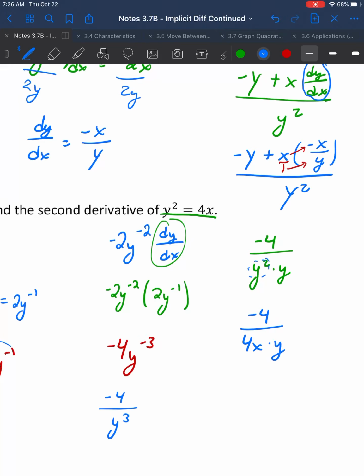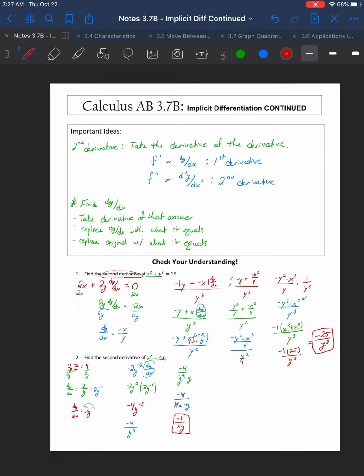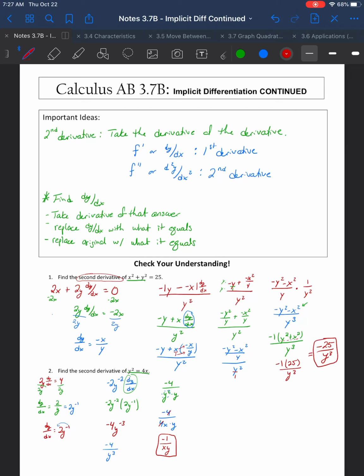But now look, I know what y squared equals. Y cubed is a y squared times y. So negative 4 over y squared times y. I know that y squared equals 4x. And then look, my pretty 4's cancel. And I'm left with negative 1 over xy as my second derivative.